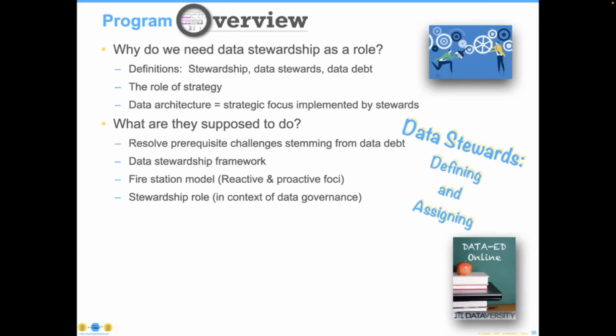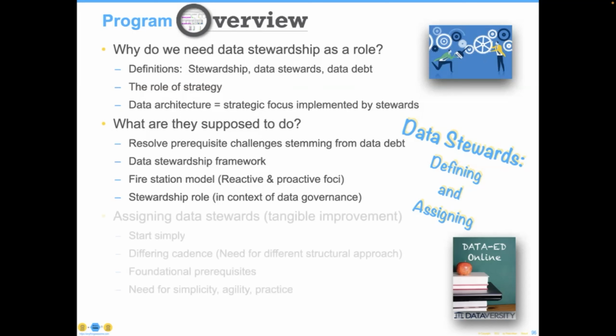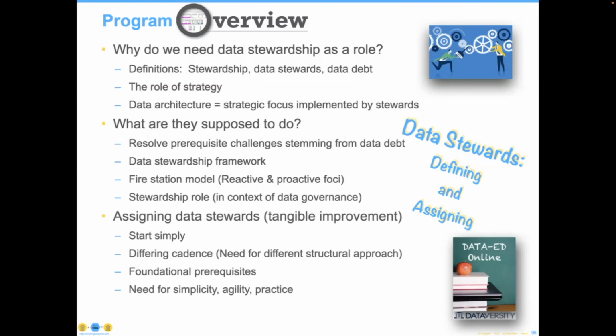You're going to have to develop a framework. You're welcome to use mine as a starting place. I've had good results with it so far. People also like the idea of explaining a fire station to other people because people relate to it well. It is important, though, for the organization to understand what the role of stewards is going to be in the context of data governance. And the guidance has to be: start simply.